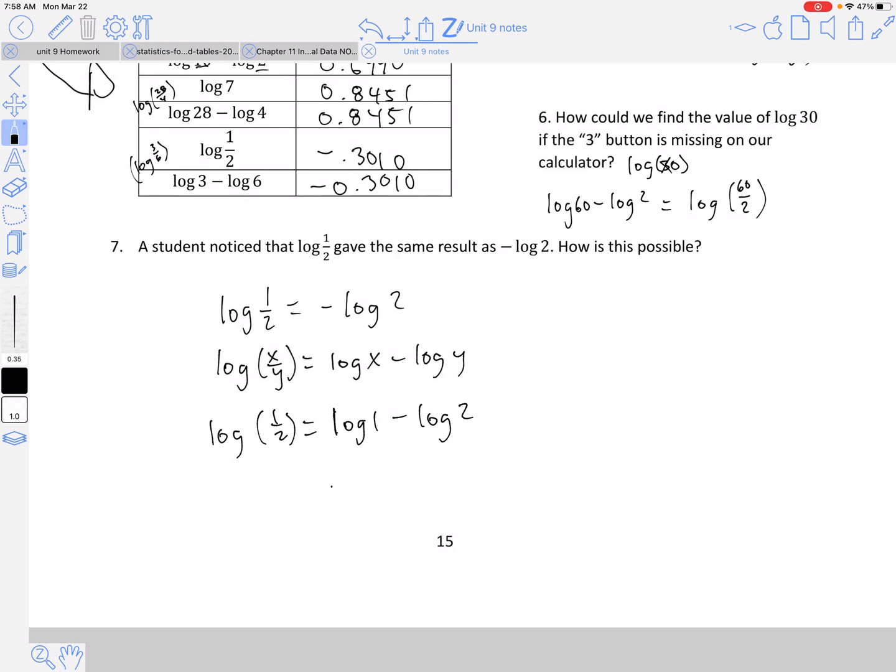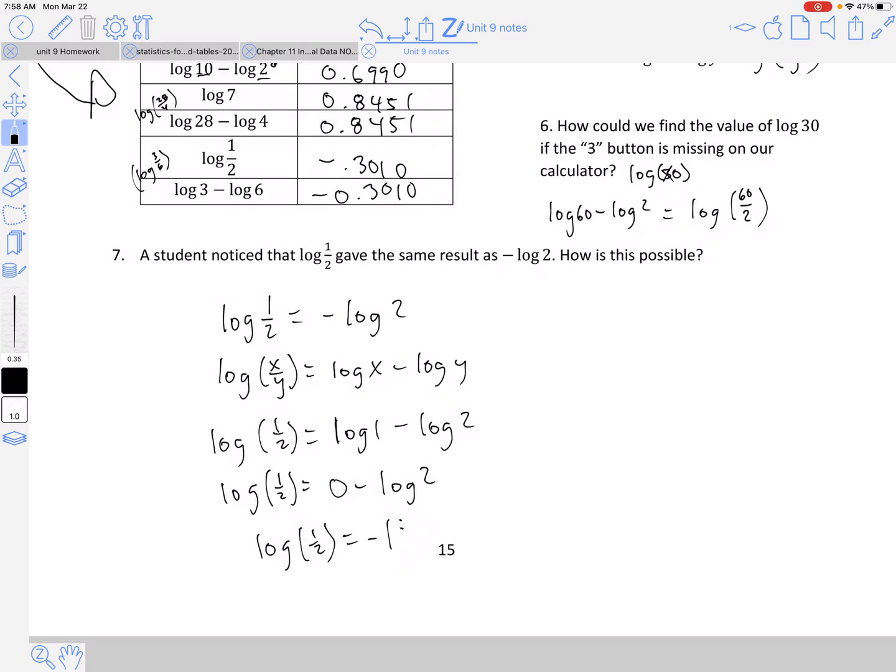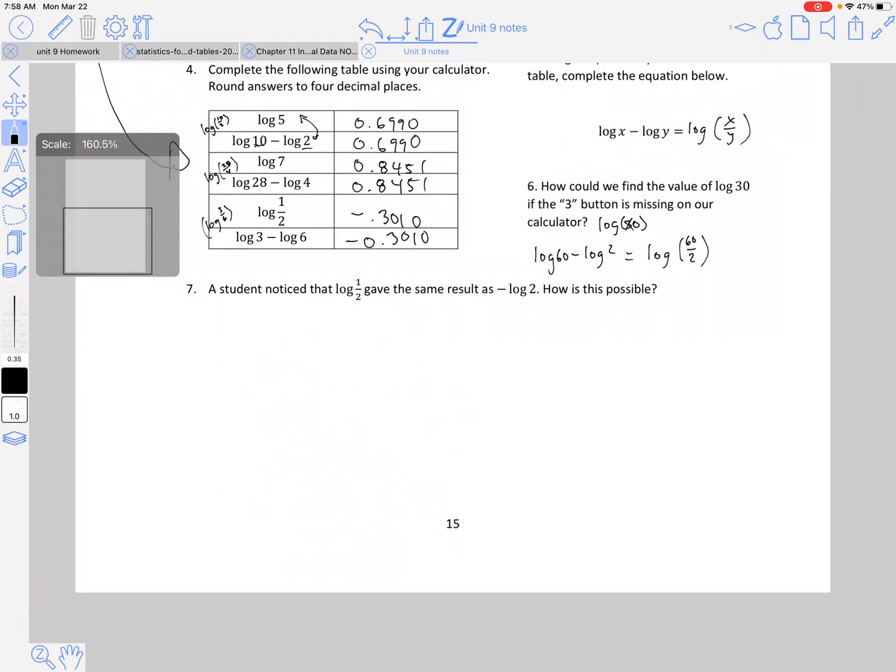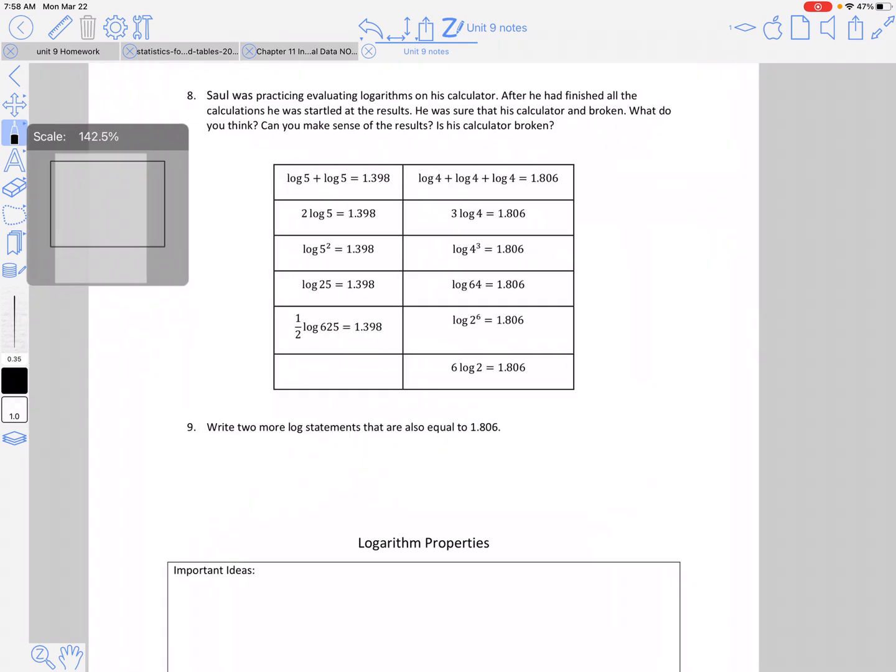So if we think about it, 10 to what gives us 1? Or put log 1 in your calculator. You're going to get 0, okay? So if the exponent's 0, the base will always go to 1, which is what log 1 is saying. So that goes to 0. So we have log of 1/2 equals 0 minus log 2, which is negative log 2. Great. All right, flip that page.